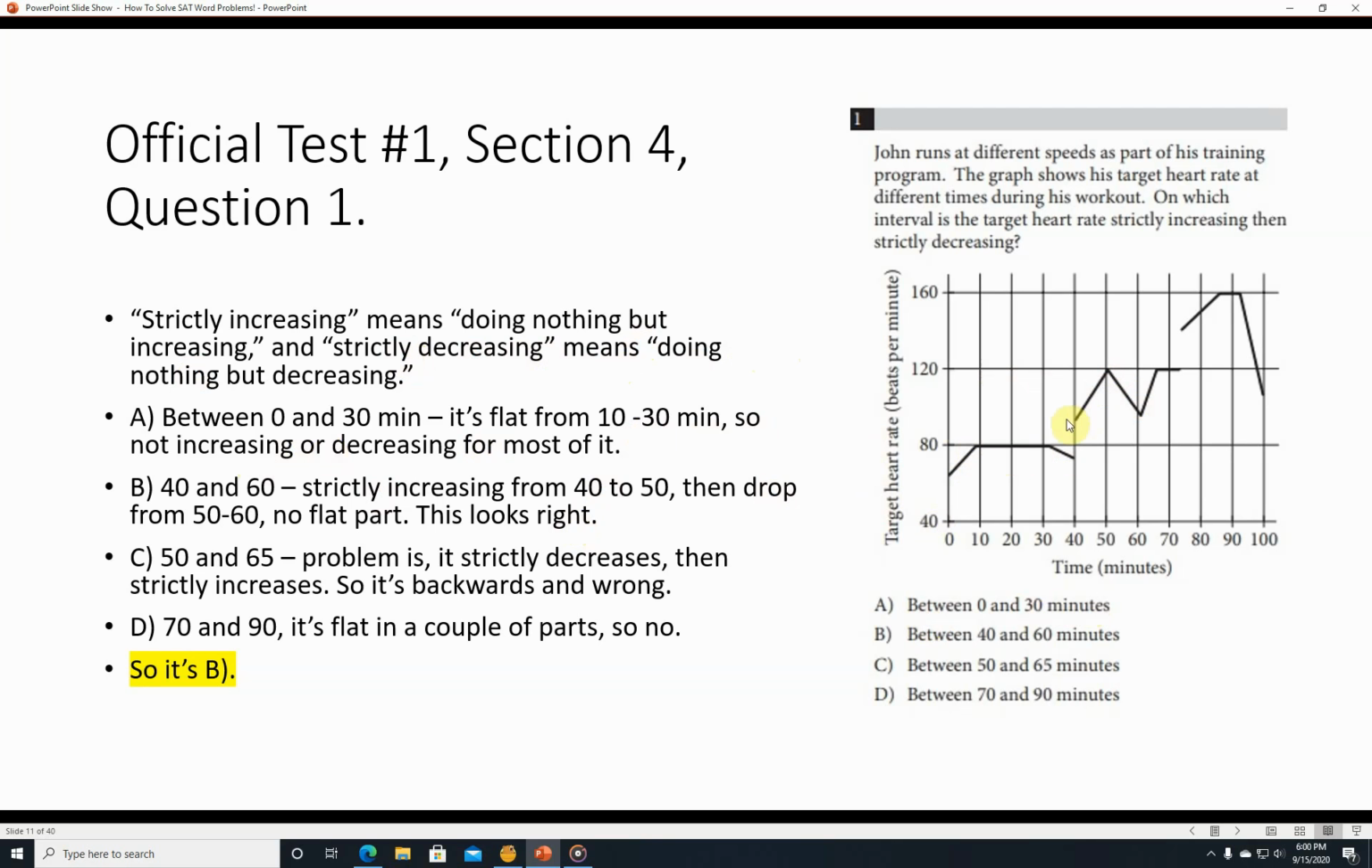40 and 60, okay, strictly increasing from 40 to 50. Then 50 to 60 drops, there's no flat part, that looks right. So 50 and 65: 50, it goes down, and 65, it goes up. That's strictly decreasing then strictly increasing, so it's got it backwards. That means it's wrong. So 70 and 90: at 70 it's flat, then it's increasing, then it's flat to 90, so no, it doesn't really decrease anywhere. So it's got to be B.